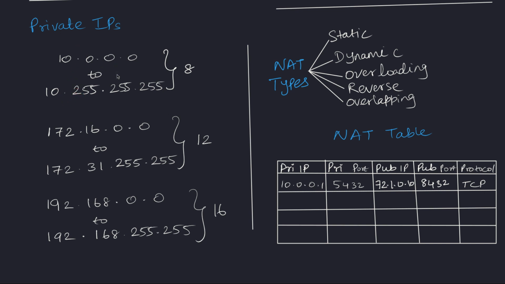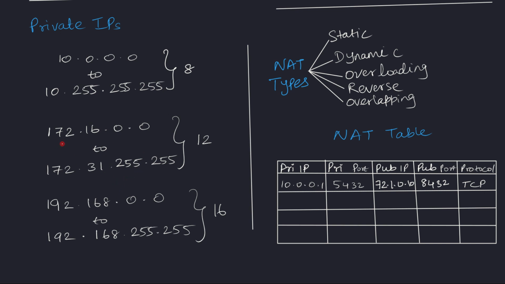So if you pick a network ID, for example 10.5, then you are using the first 16 bits for the network portion and the remaining 16 bits for the host portion. So that is one of the private networks. And similarly, we have private ranges in class B and class C as well.